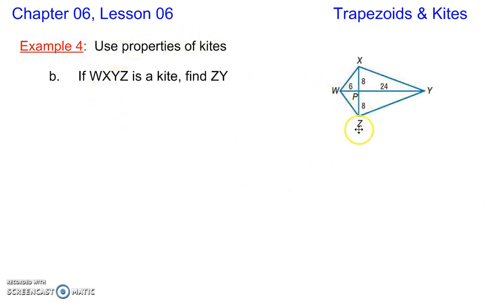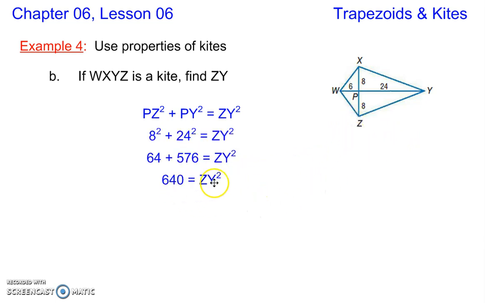If I want to find a length, from Z to Y, then I can use the Pythagorean theorem, because I know there's a right angle with the diagonals. So I have 8 here, PZ, and PY. a squared plus b squared equals c squared, and c is the longest side. So solve that with the Pythagorean theorem. We know that ZY squared is 640. Remember to square root it. There's nothing to it, to find the measure of the longest side.